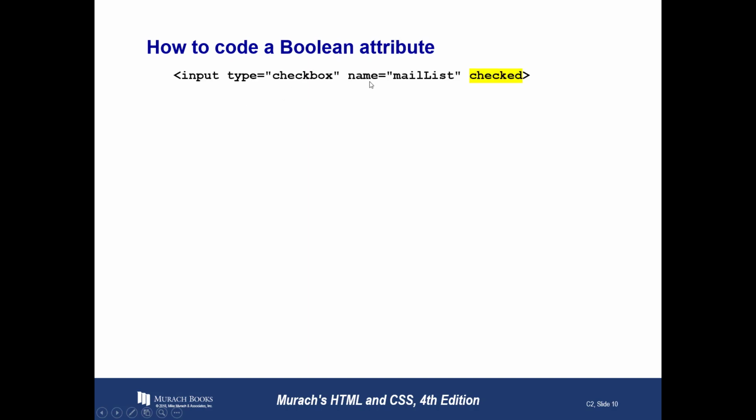Okay? Here is a Boolean attribute. Boolean means true or false. So in this case, we're going to have a checkbox that's going to be named namelist, and it'll automatically be checked. All right, if we left it off, it would not. If we left that word in yellow off, it would not be checked.